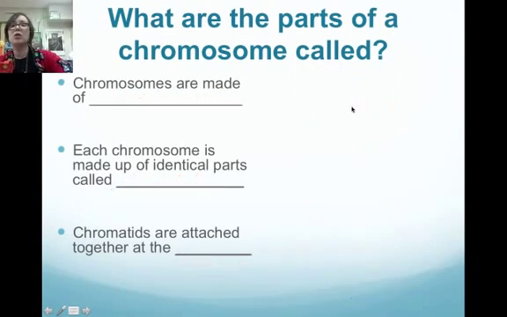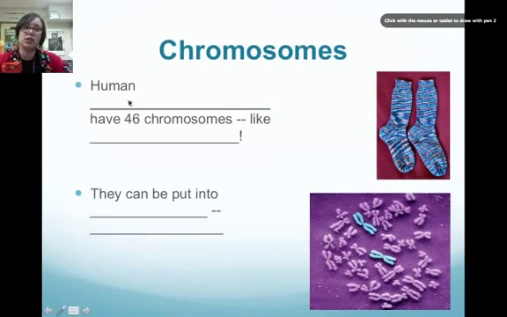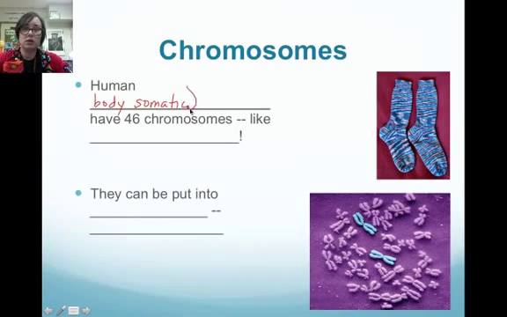So now that I know the parts of my chromosome, let's talk about some specifics. Human body cells, also known as somatic cells, have a magic number, and their magic number of chromosomes happens to be 46. So human body cells or somatic cells have 46 chromosomes in them. So we can say that's like 46 socks, in keeping with our analogy.